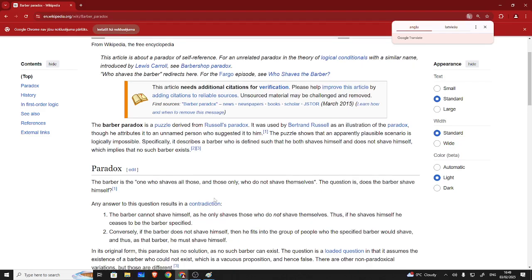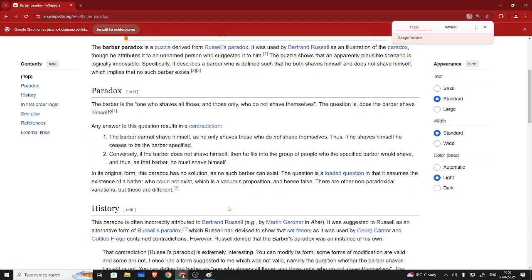The barber cannot shave himself, as he shaves only those who do not shave themselves. If he shaves himself, he cannot be a barber anymore. However, if he does not shave himself, then he will be one of the people who should be shaved. So he must shave himself, and it goes back and forth. It's a loaded question.